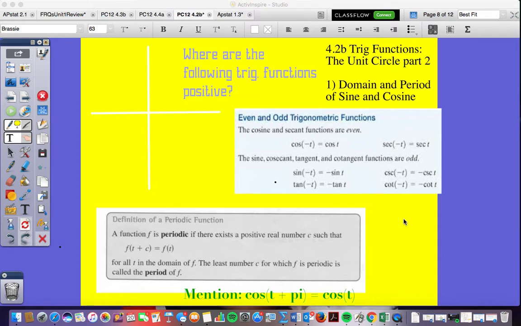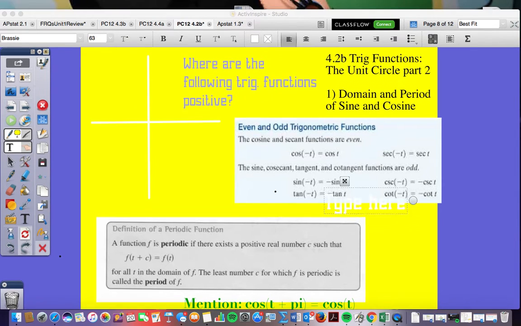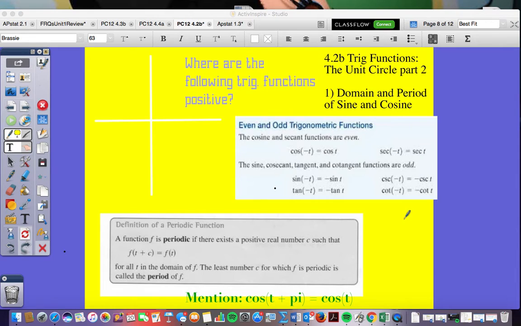Negative 1/2, good. Are those equal to each other? No, they're not. That is why when we do the bottom ones, you see that negative sign there. That negative sign has to be on the outside for sine, tangent, and then obviously cosecant and cotangent. So why is that the case? Well, sine is negative down here, where it's positive up here.